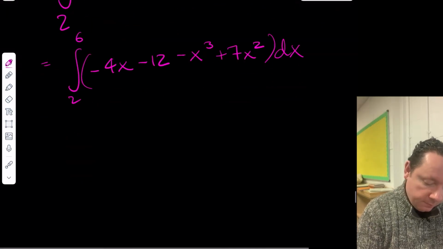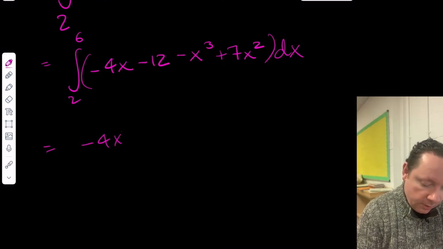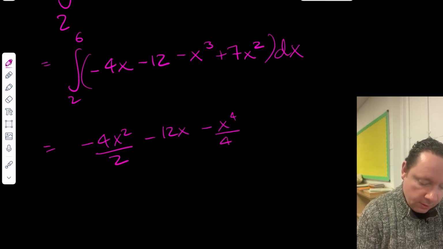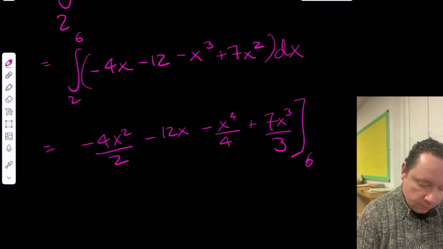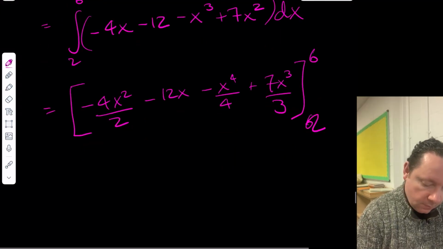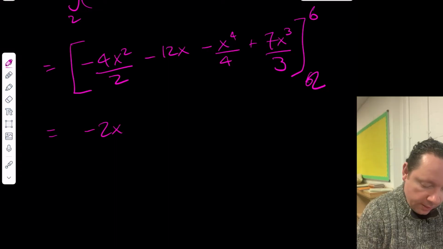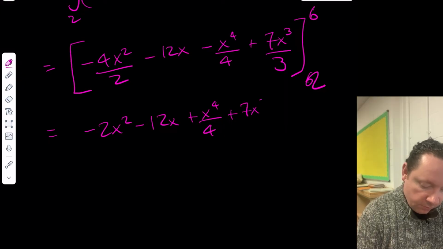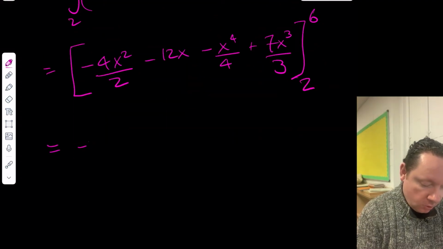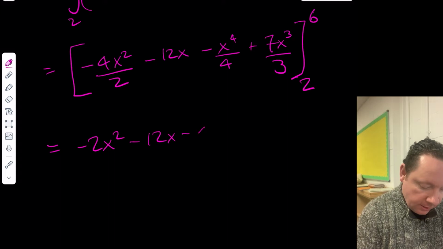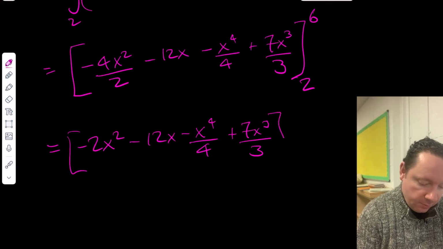And then plus 7x squared, because minus minus. So integrating all of that, minus 4x squared over 2, minus 12x, minus x to the 4 over 4, plus 7x cubed over 3, between 2 and 6. So that is minus 2x squared minus 12x, minus x to the 4 over 4, plus 7x cubed over 3, between 2 and 6. Or you might write it in order of power if you prefer.